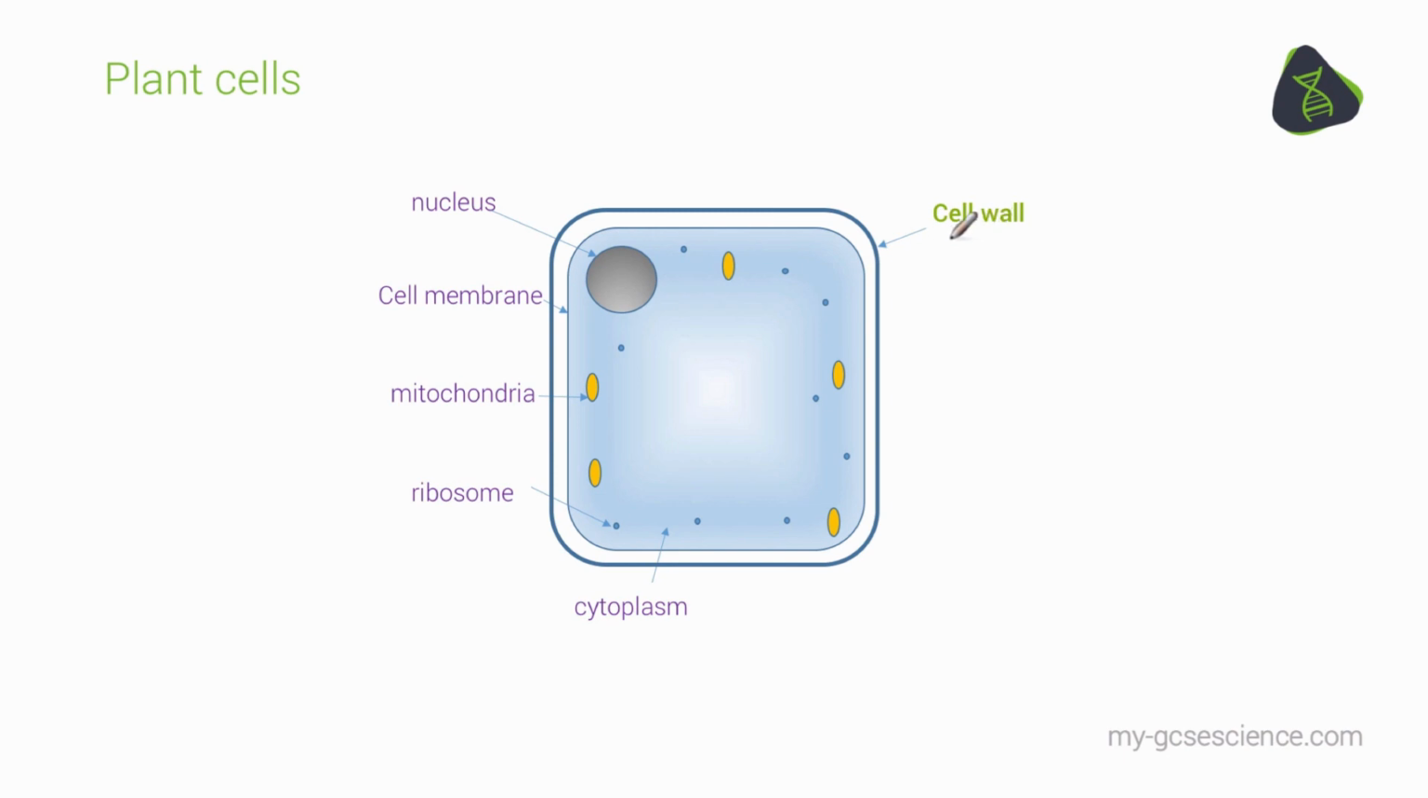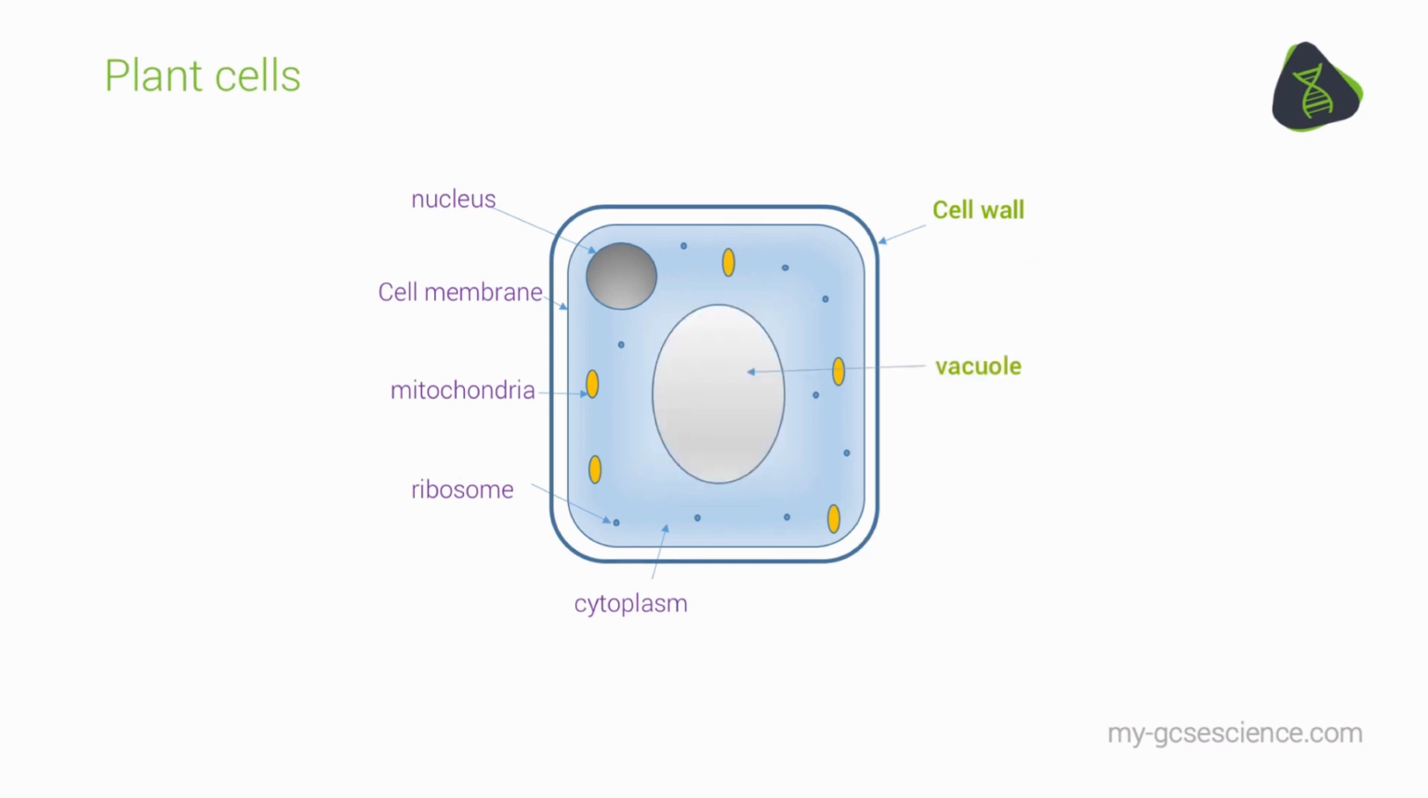In plant cells, these cell walls are made up of a substance called cellulose. Another feature that plant cells have is a bag called a vacuole, and this is filled with cell sap. Depending on water availability, this vacuole can expand or it can shrink.